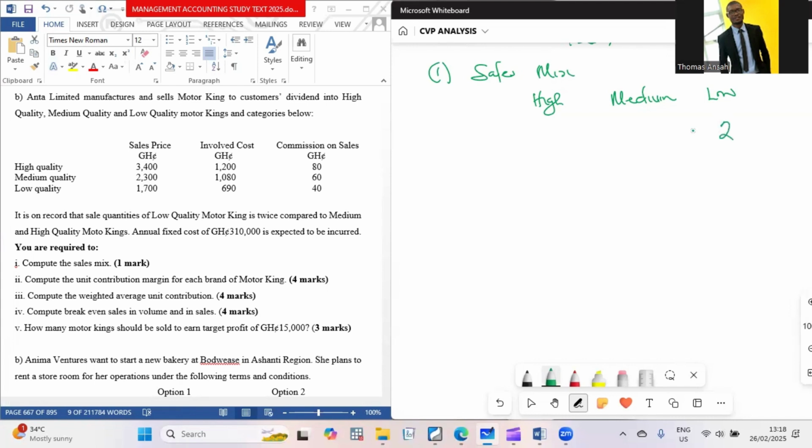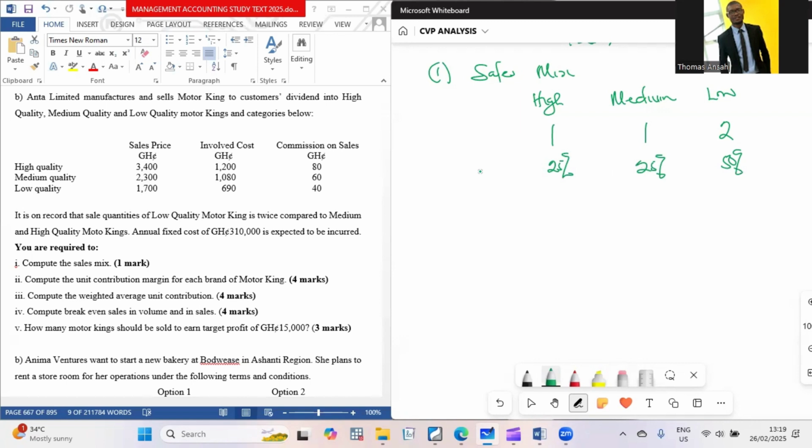So here is 2. So take note of that. As compared to that of who? That of medium and high. So that is what you have. In terms of percentages, if you are to run this by percentages, this one will be 50%, and this one will be 25%, 25%. Then you have 100%. So that is that.